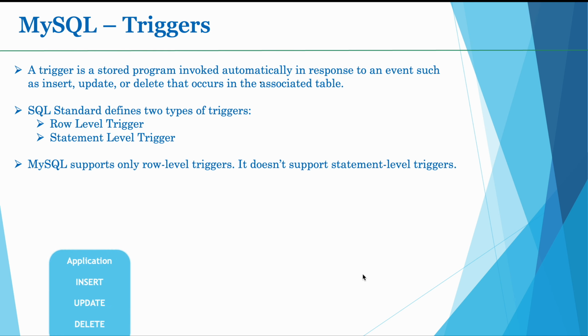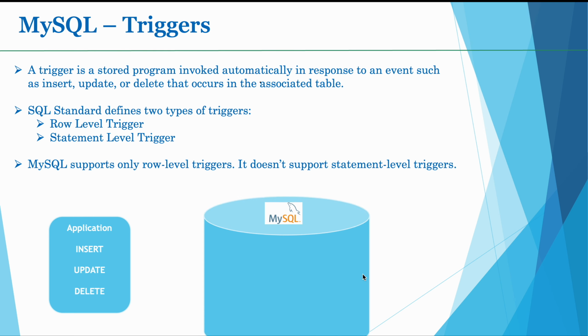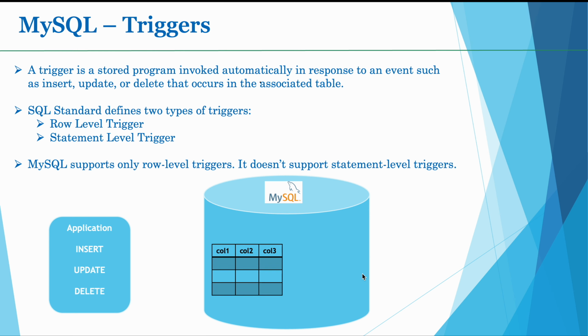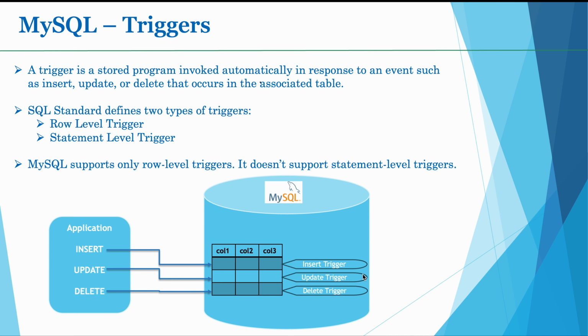Let's take an example. You have an application where you are performing insert, update, and delete operations, and you have a database, and in that database you have a table, maybe an employee table. If you want to perform some action whenever you are inserting a record into the table, then an insert trigger can be written on this table, and whenever a record is inserted, the insert trigger will be invoked and perform the necessary action. The same way you can do it for update, and also for delete.